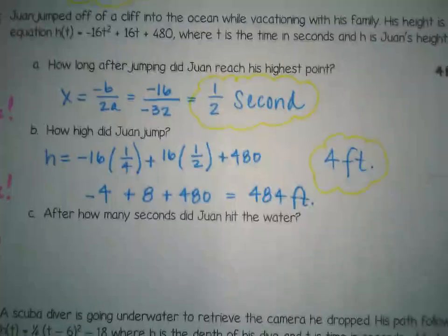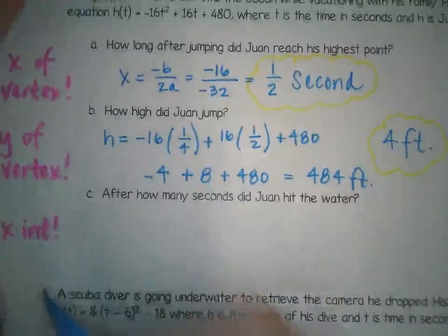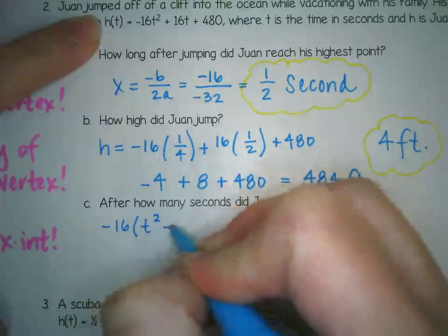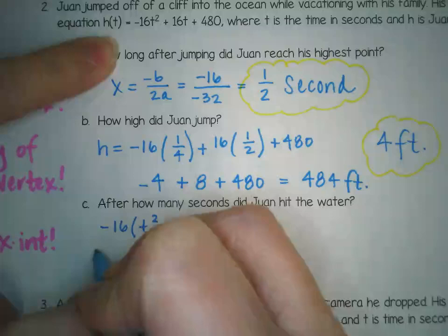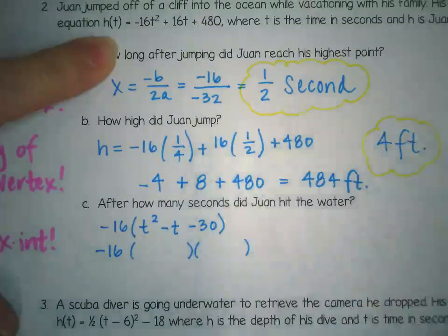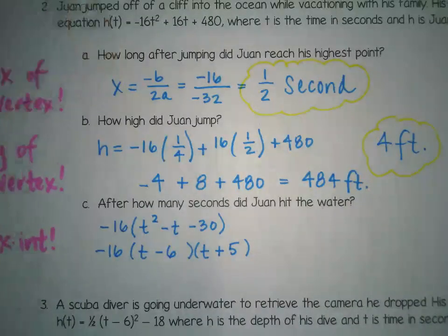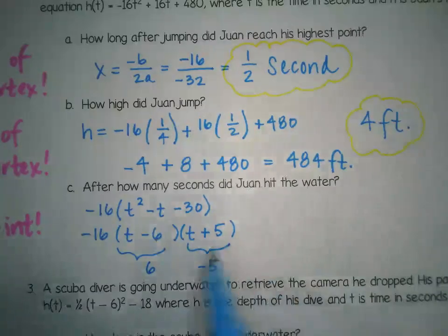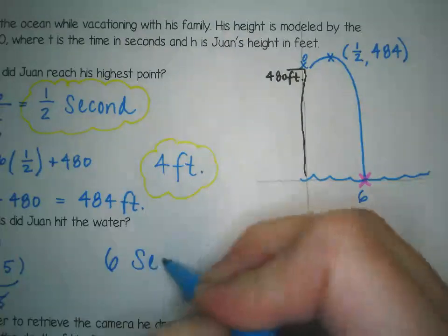All right, looking at this problem, I'm going to go for factoring. So anytime we are looking for the x-intercepts, we can do that by factoring, completing the square, or quadratic formula. I'm going to try factoring because I know that I can pull out a negative 16 from all three of the coefficients in that trinomial right there. All right, now that I have that, I'm going to factor this trinomial, and I can use negative 6 and positive 5. So now I know this answer is 6, and that answer is negative 5. Well, I know this one doesn't make sense because that's the one that would be in the negatives. So it looks as if this is 6 seconds right there. So Juan will hit the water in 6 seconds.